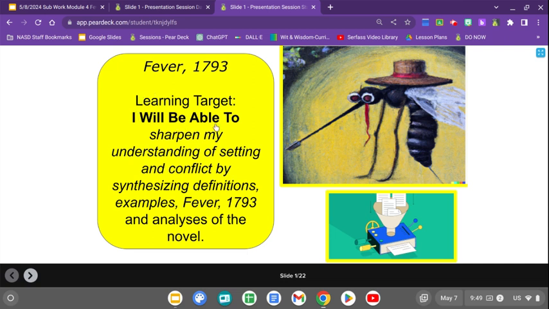I will be able to sharpen my understanding of setting, where and when the story is taking place, and conflict, the problems inside the characters and outside the characters, by synthesizing definitions, examples, Fever 1793, and analyses of the novel. Slide 2, please.